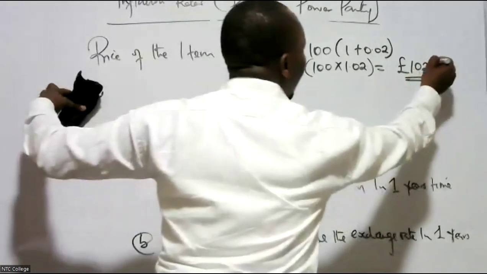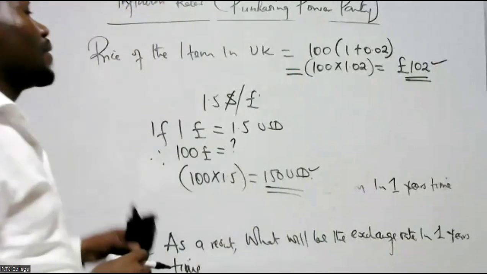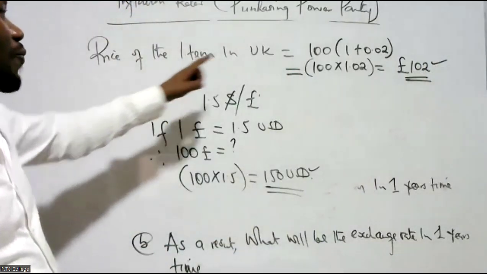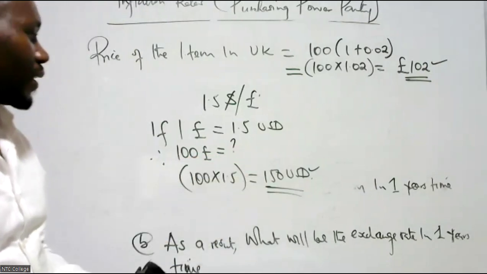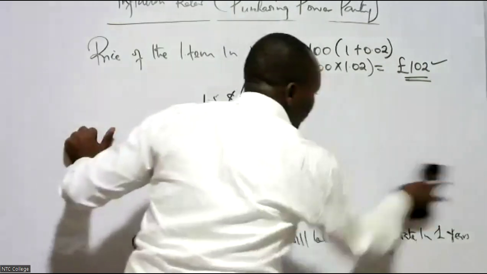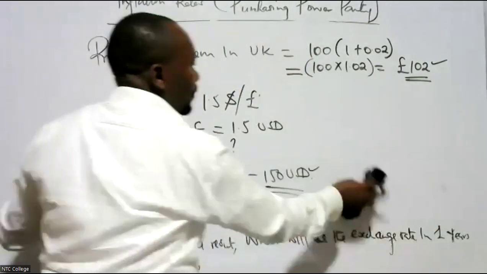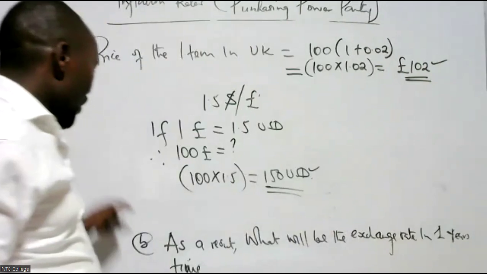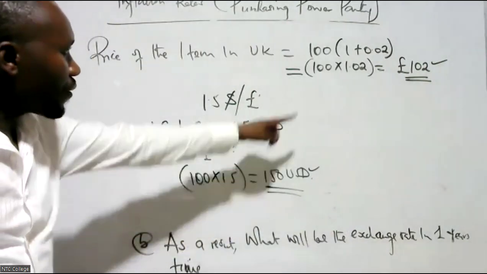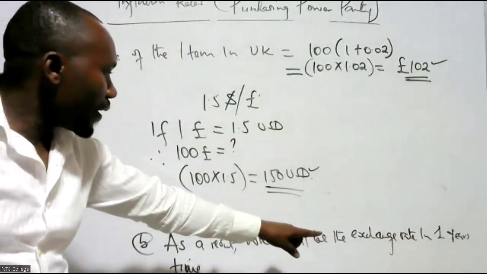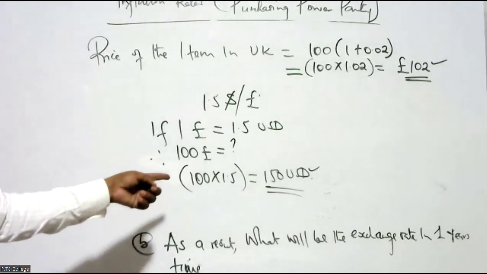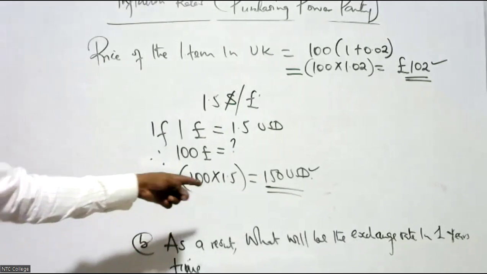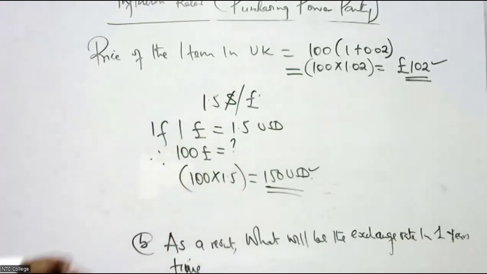In UK, the same item will cost 102. In US, it will be 150. Now the examiner is asking you, as a result of this, what will be the exchange rate in 1 year's time? How do you get the exchange rate now in 1 year's time? Is it 150? Sorry, it was 150. 150 is the current one.